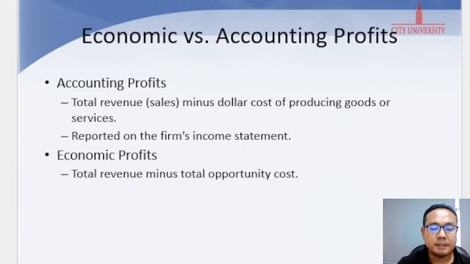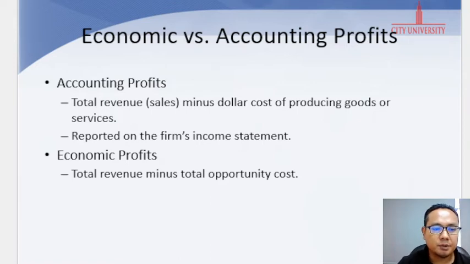Because when most people hear the word profit, they think about accounting profit. So accounting profits are the total amount of money taken in from sales, total revenue, or price times quantity sold, minus the dollar cost of producing goods or services. It's very straightforward. How much you get from the sale, and then you deduct the cost of production. And it's reported on the firm's income statement.